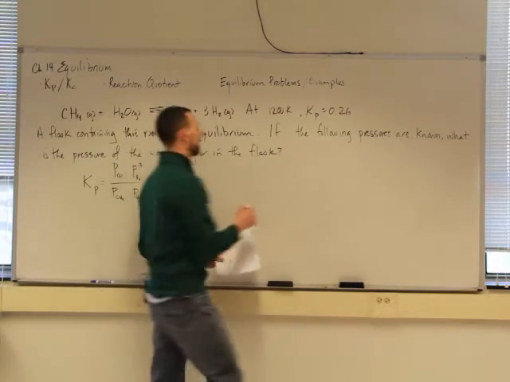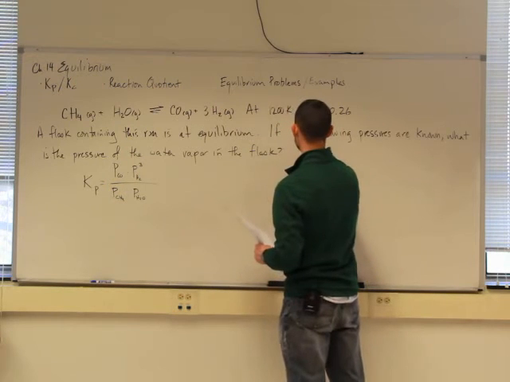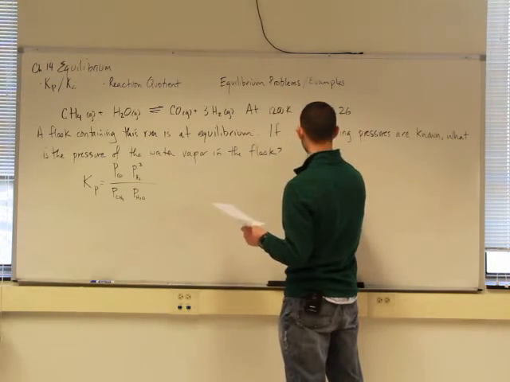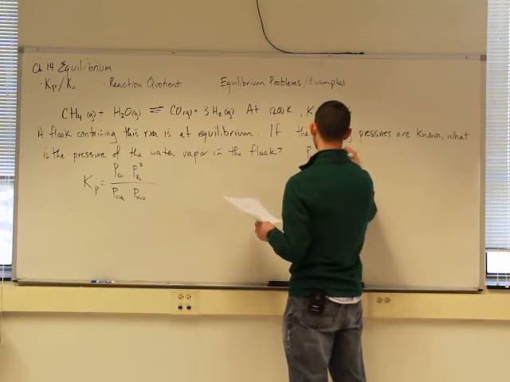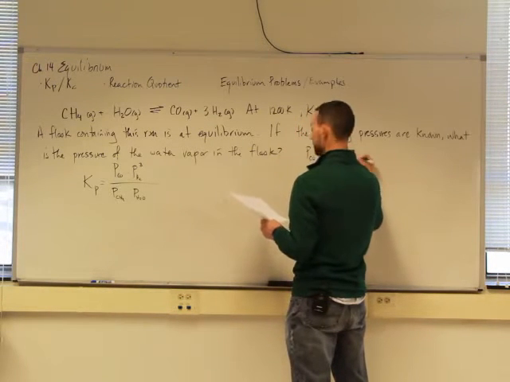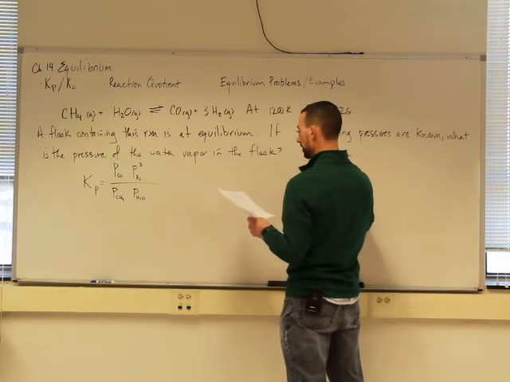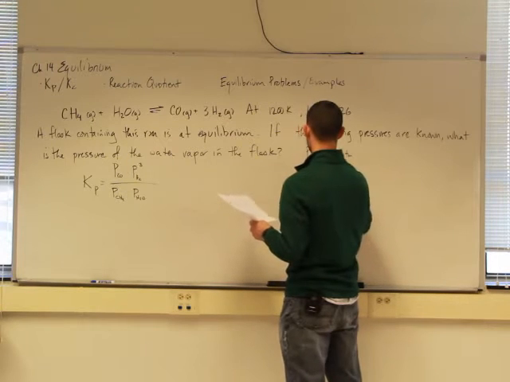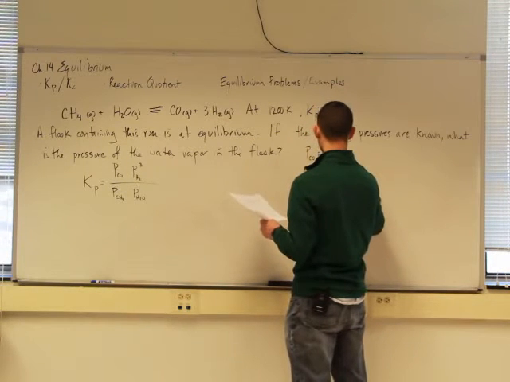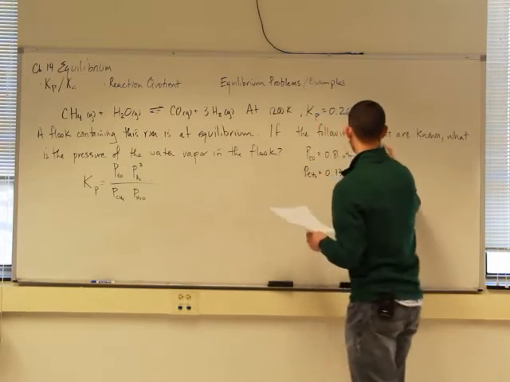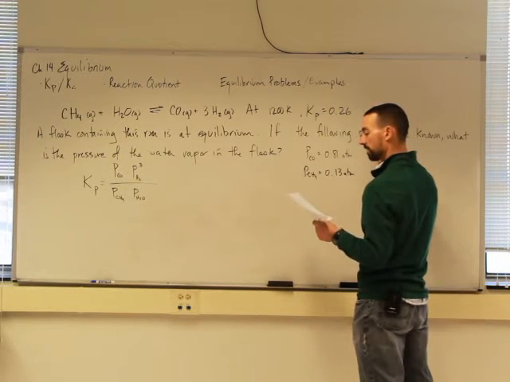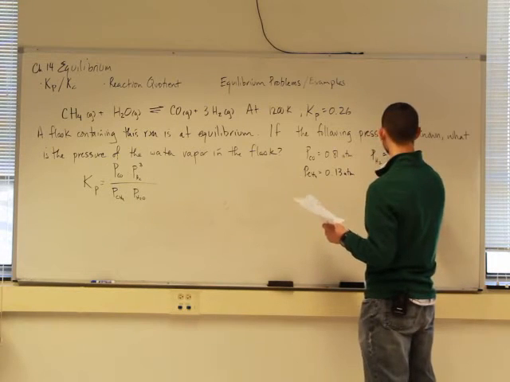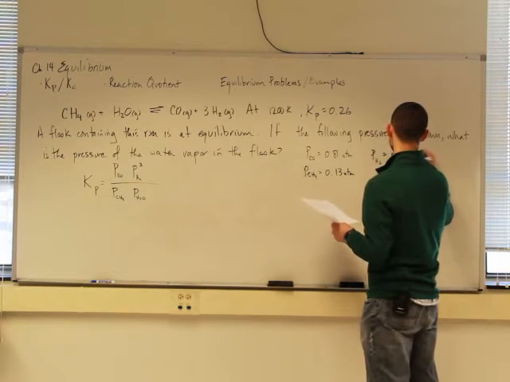Oh, I didn't write them down. Here are the following pressures. At equilibrium, we know the pressure of carbon monoxide, CO, is 0.81 atmospheres. The pressure of methane, CH4, is 0.13 atmospheres. And the pressure of the hydrogen is 0.28 atmospheres.